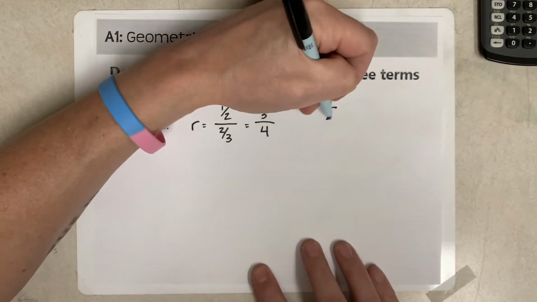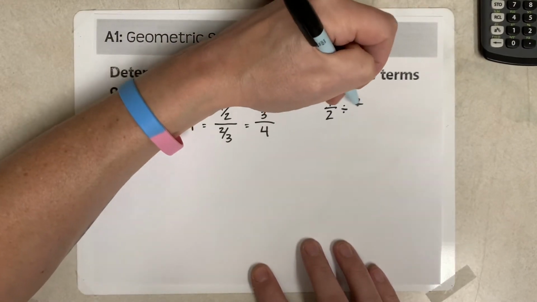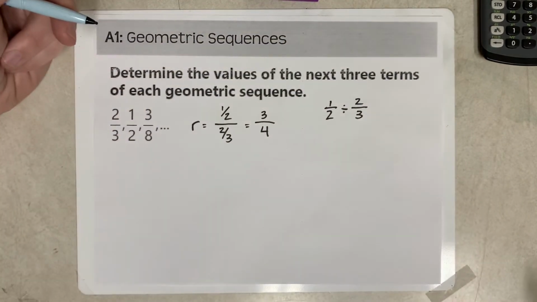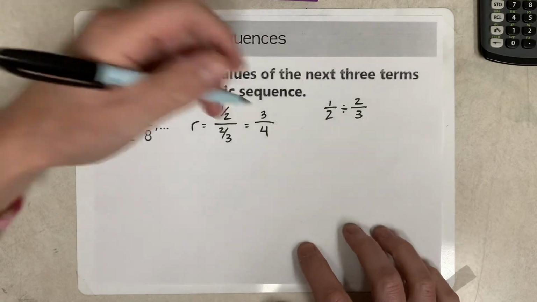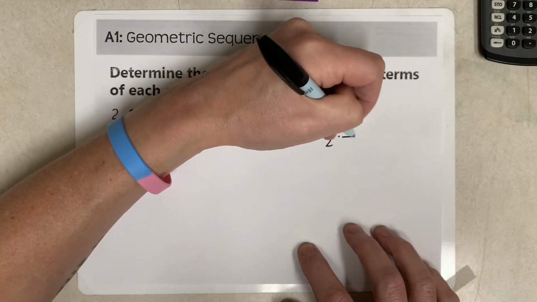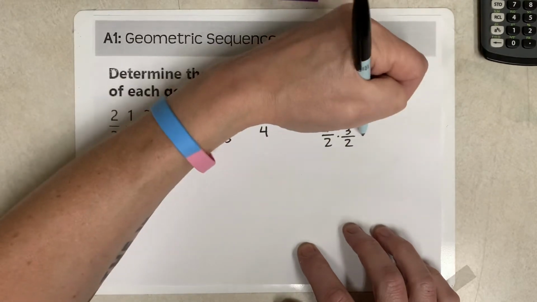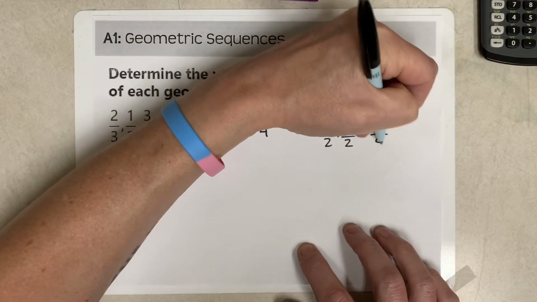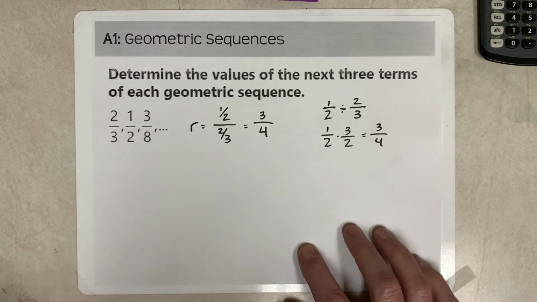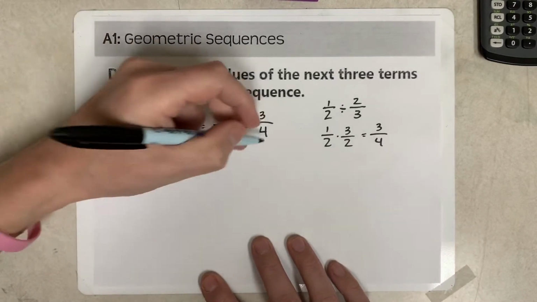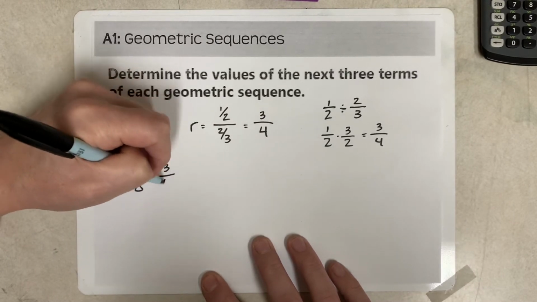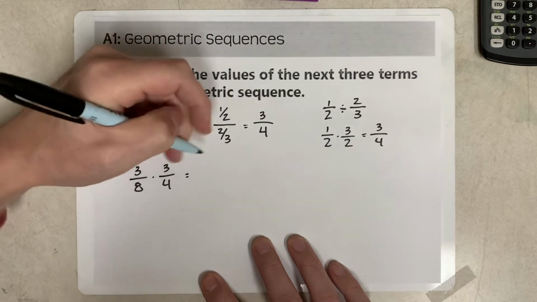If you do 1/2 divided by 2/3, because we can't go back and do this every time, this is like a fifth grade skill. So 1/2 times, flip, keep, change, flip, right? 3 times 1 is 3, 2 times 2 is 4. I still get 3/4. You gotta find a way to make this faster. So 3/8 now times 3/4 for our next term. And that's going to give us 9/32.